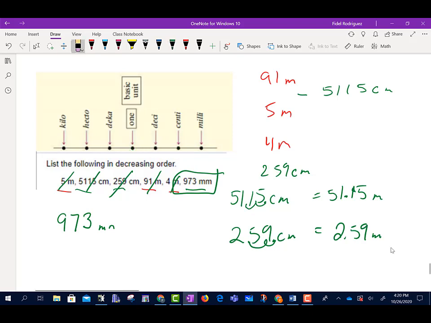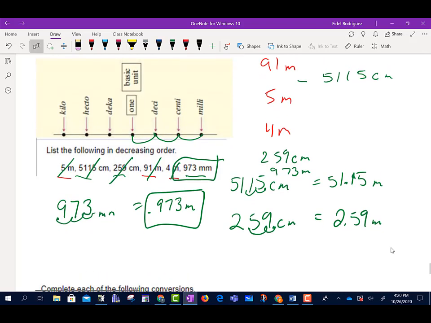Let me erase some of this mess. And we're going to go from millimeters to meters. So we're going to go 1, 2, 3. So 1, 2, 3, and this would be right here. Oops, sorry. This is going to be 0.973 meters, which appears to be the smallest one. So at the end, I'm going to have 973 millimeters, okay? So now let me go ahead and write them so that it looks a little bit neater, okay?